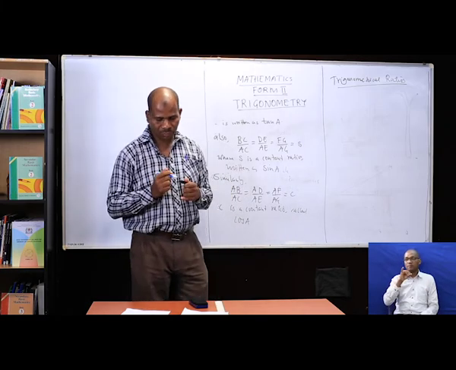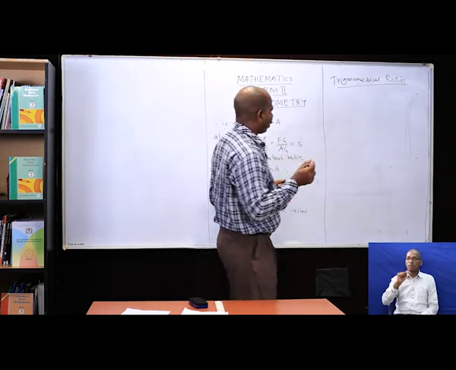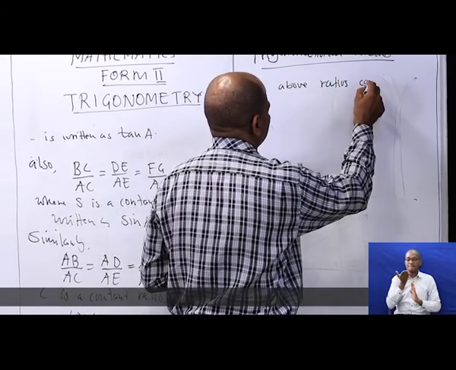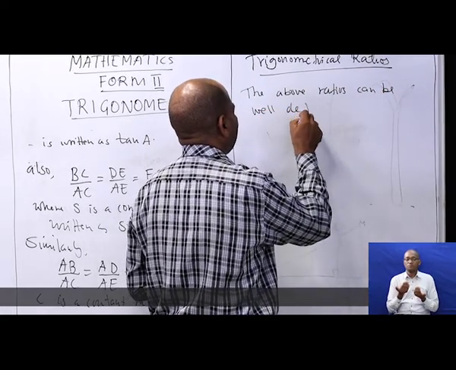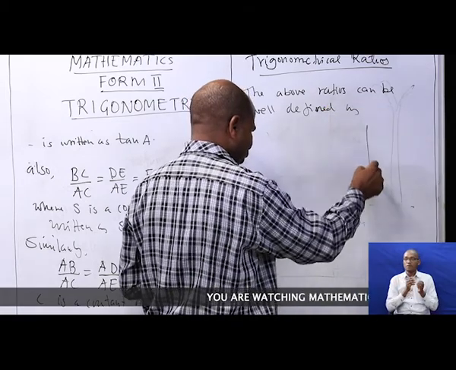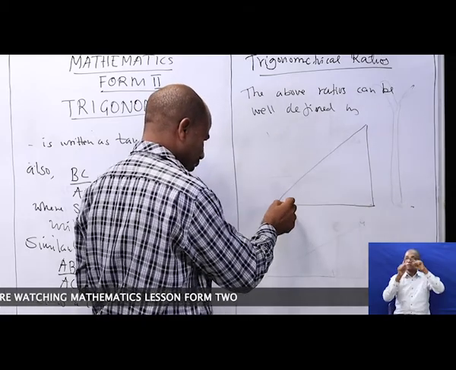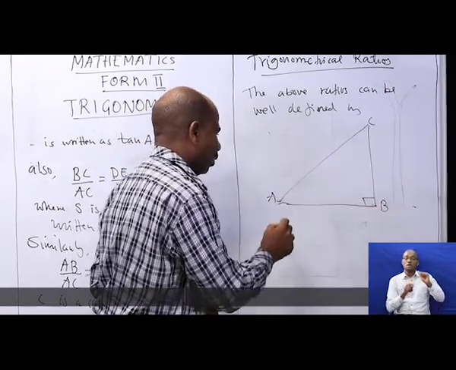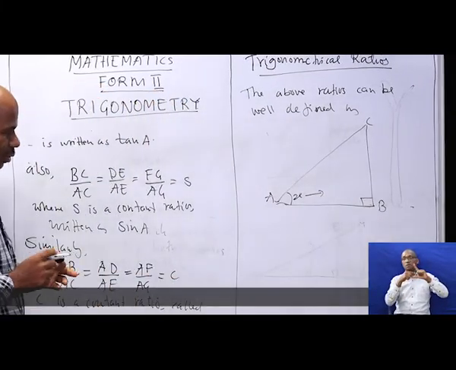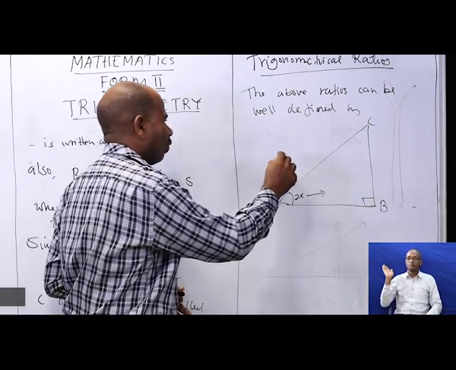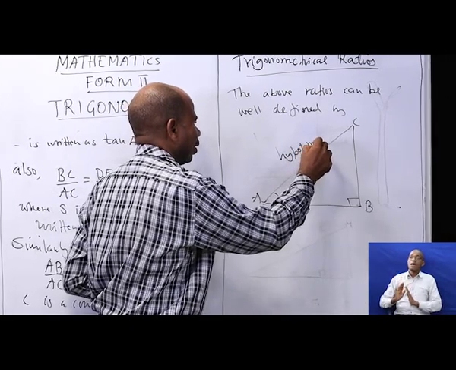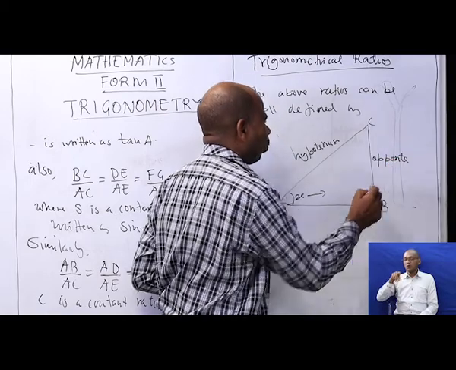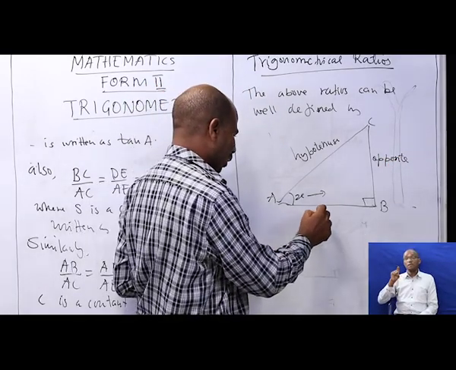It means the ratios can be well defined as follows. So this is our right angle triangle, and it must be right angled at a certain point. Let's call it B, and this is A, and this is C. And then we still have our angle X, which looks to the sides AB, BC. And we said before, this is the hypotenuse, the longest side, and this one is the opposite side, which is opposite to angle X, and this is the adjacent.